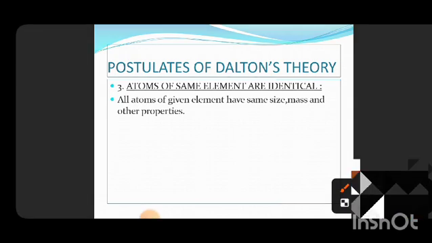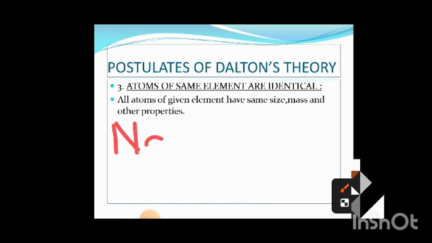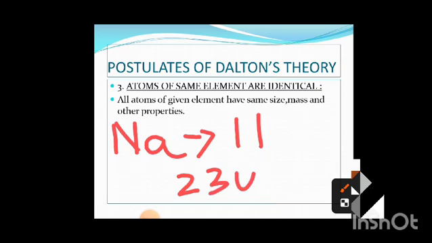So, for example, we can take sodium as an example. Sodium's atomic number is 11 and its atomic mass is 23 units, 23 u, that is 23 atomic mass unit. And the size of the atom, or what we call the radius of the sodium atom, is 100 picometer. So it means that all the atoms of sodium will have 23 u as their mass and 100 picometer as their size.